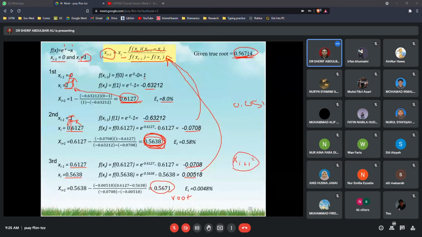The secant method is just to make things simple. They are not using any derivatives. So instead of the derivatives, they are approximating with the value of x i minus 1. That's why you are going to have two initial values to find a new value of x i plus 1.